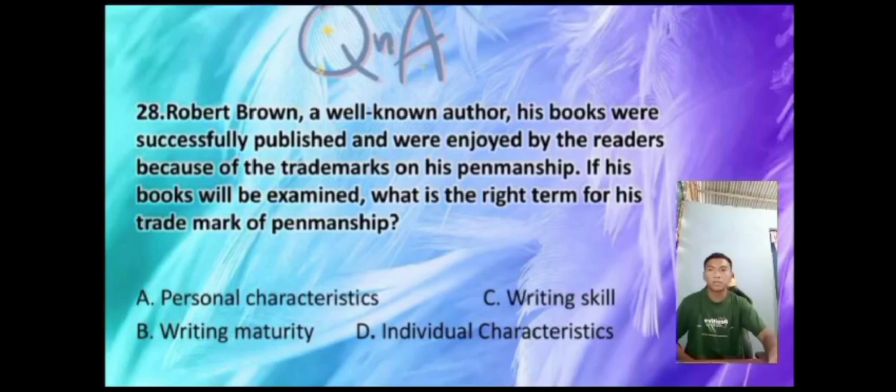And wrong answer is A, personal characteristic. Kahit na ang handwriting is pwede ma-reflect sa personal characteristic, this term is too broad and hindi siya specific sa handwriting only. And B, writing maturity. Ibig sabihin naman nito ay ang level ng development ng handwriting ng isang tao which is not related sa uniqueness ng features ng handwriting. And C, writing skill. It refers to the ability of the person to write effectively. Hindi siya about sa uniqueness ng handwriting ng isang tao.